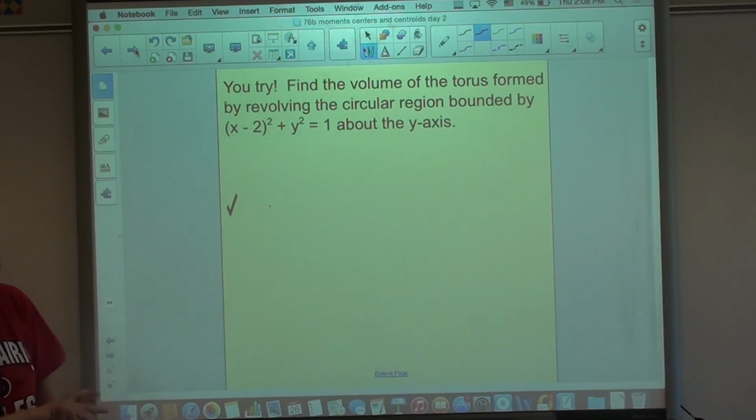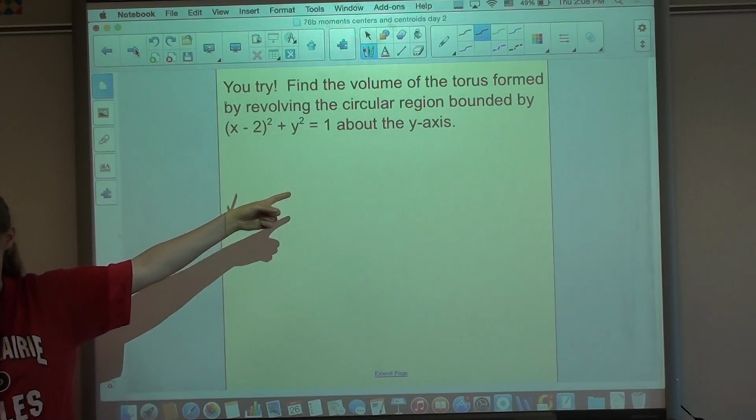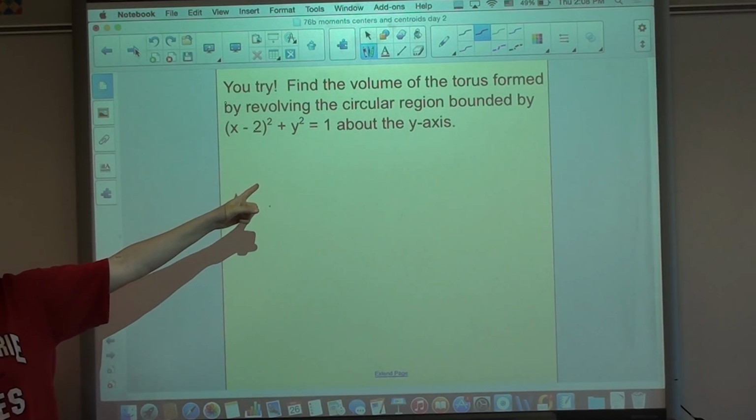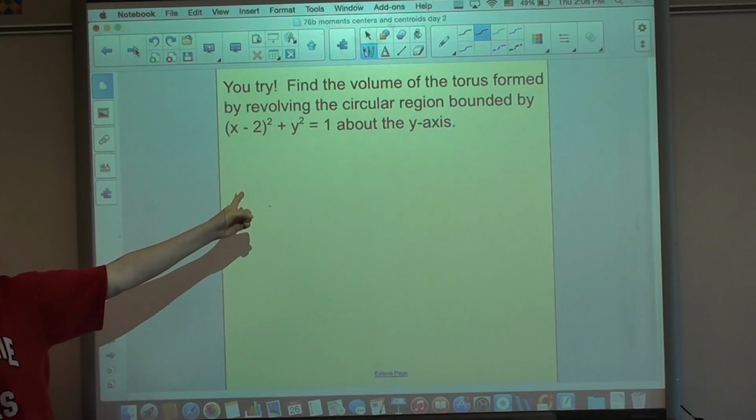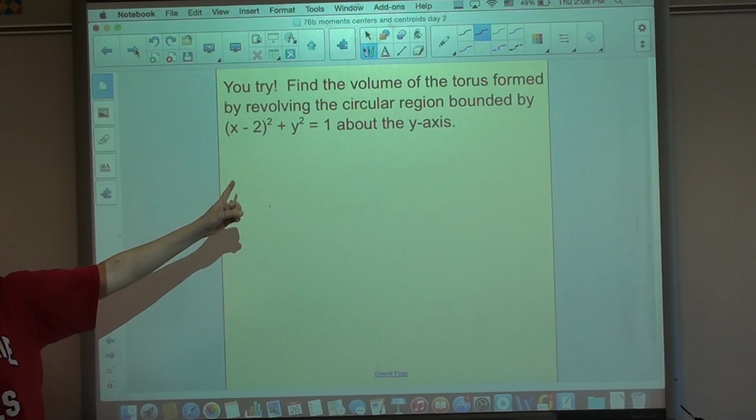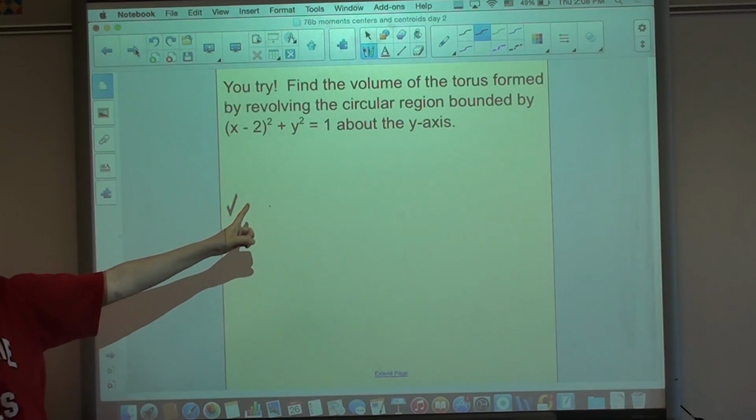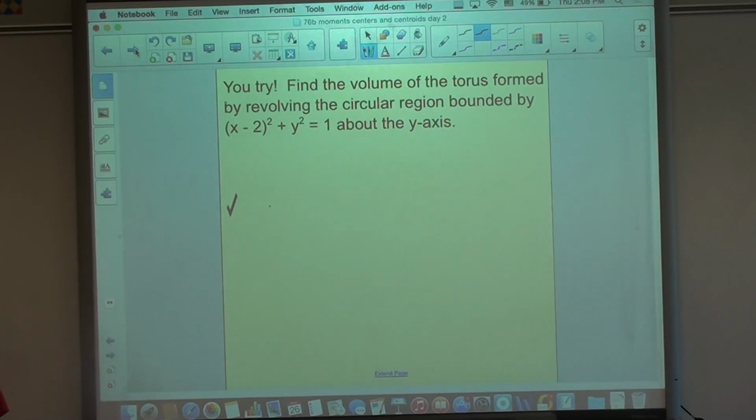we're going to find the volume of the torus formed by revolving the circle with this equation about the y-axis. Now, think carefully. All you need is the centroid of a circle, right? The distance from the centroid to the y-axis and the area of the circle, right? Okay, so I want you to see if you can do this whole thing in under a minute, right? No time limit.